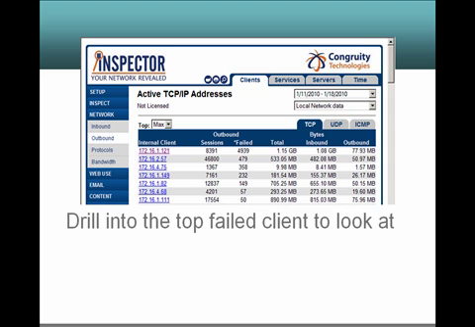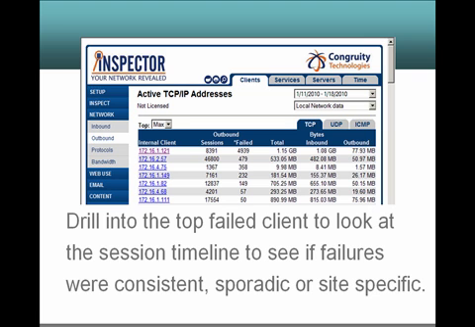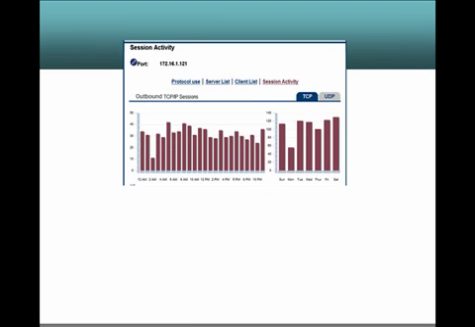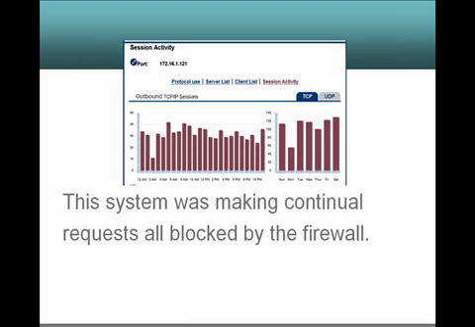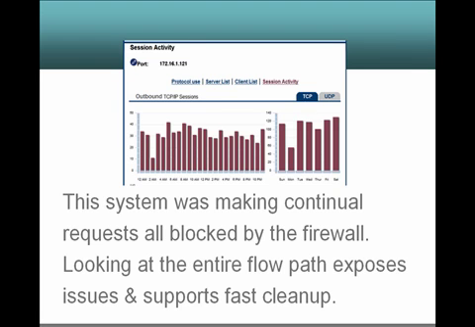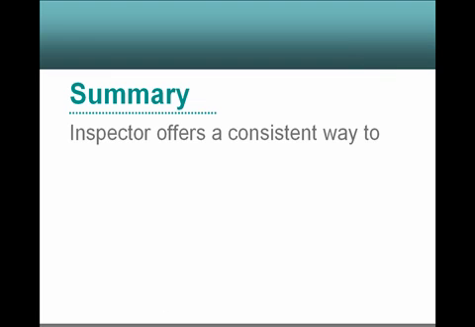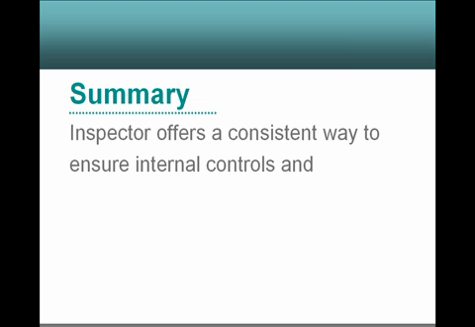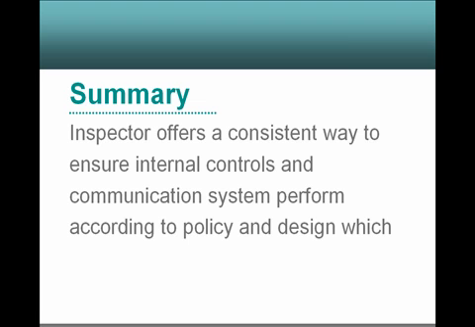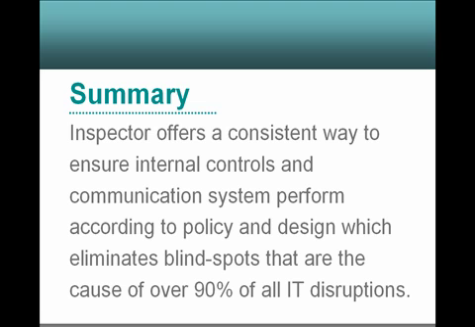Drill into the top failed client to look at the session timeline to see if failures were consistent, sporadic, or site-specific. This system was making continual requests, all blocked by the firewall. Looking at the entire flow path exposes issues and supports fast cleanup. Summary. Inspector offers a consistent way to ensure internal controls and communication systems perform according to policy and design, which eliminates blind spots that are the cause of over 90% of all IT disruptions.